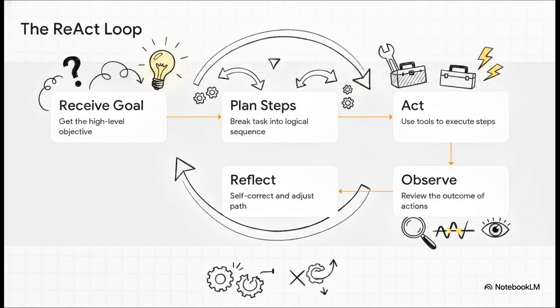The agent receives a goal, plans its steps, takes an action using a tool, observes the result, and then, this is key, it reflects. So, if a tool returns a 400 bad request error, the agent actually reads it, realizes its syntax was wrong, adjusts the payload, and tries again. It's continuously learning and correcting within the task itself.